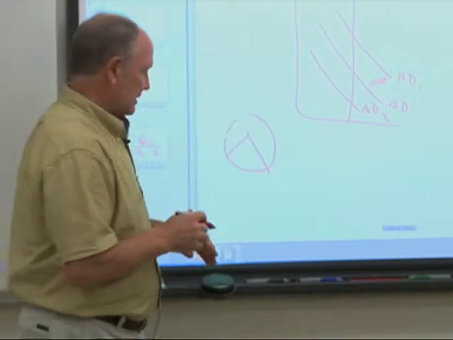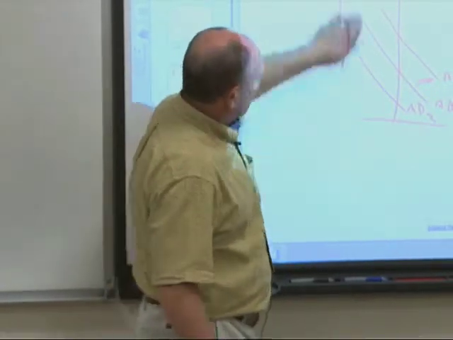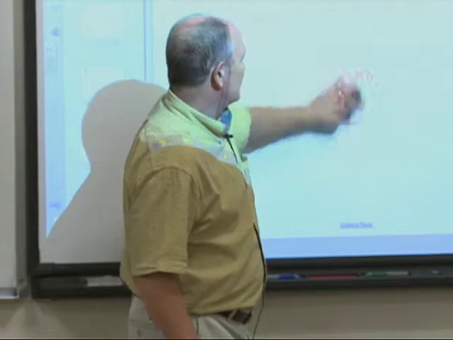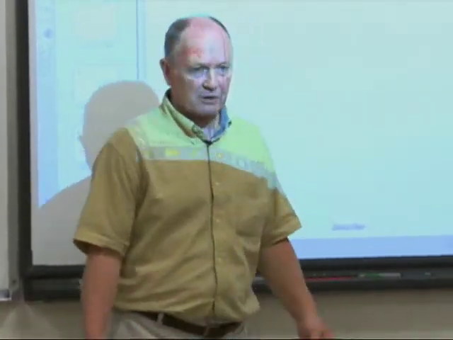I know the book describes it in some other kind of way, but that makes sense to me. So there's only two automatic stabilizers, and to be an automatic stabilizer, it has to work automatically. Nobody has to make any decisions. It just works.